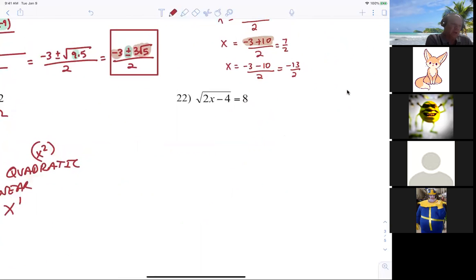Now, number 22, I just put on here just to throw you off a little bit. And the reason why I did that is because, again, I'm trying to get you to think. Your job now is to be able to solve lots of equations. So how do I undo a square root? We square both sides.